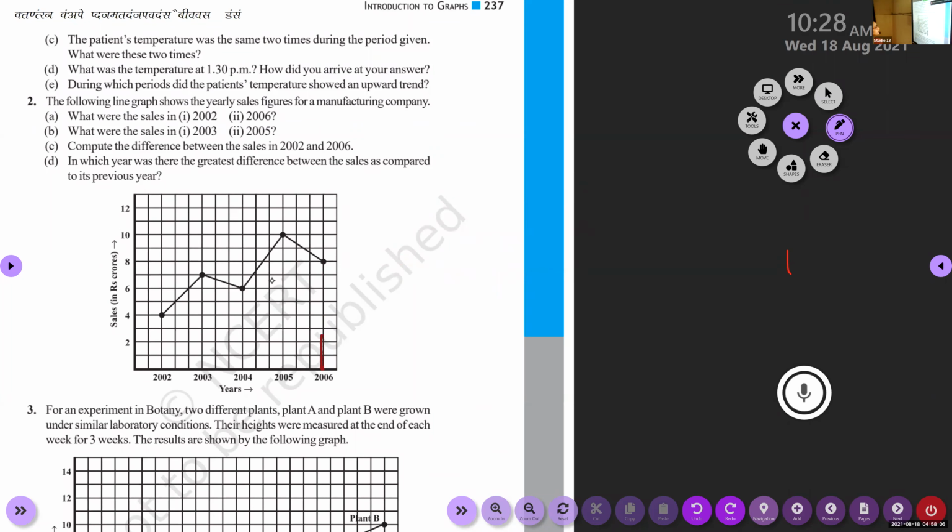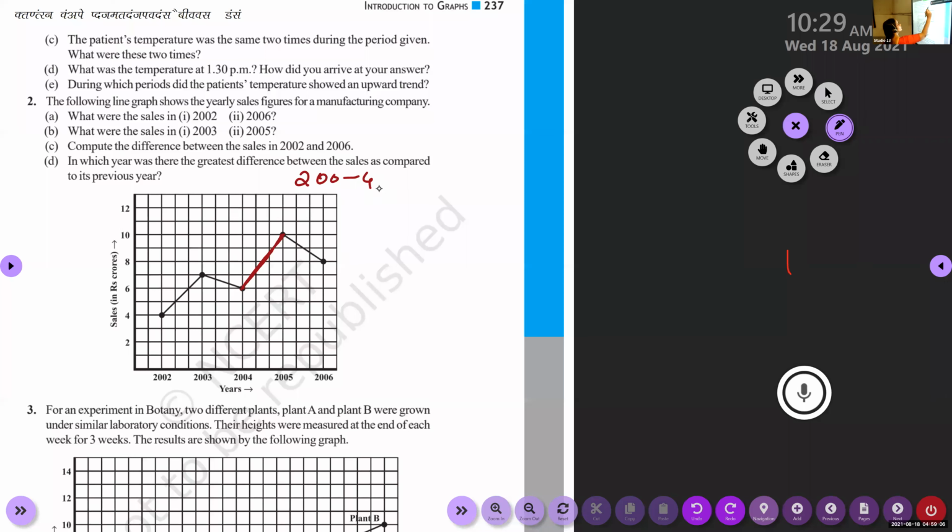Okay, next one. Question D: in which year was there the greatest difference between the sales as compared to the previous year? In which year can we say the greatest difference? 2004 and 2005. How much? 2002 to 2003, 4 to 7; 2003 to 2004, 7 to 6; here it is 6 to 10. Four crore difference is there. So the answer is 2004 to 2005.